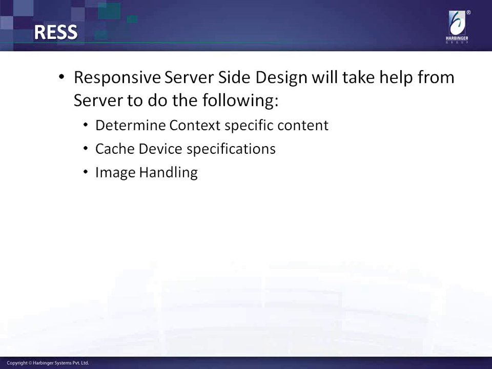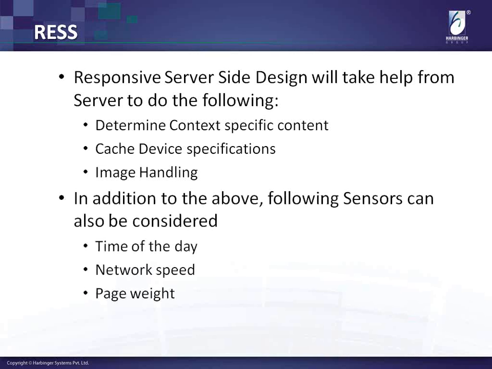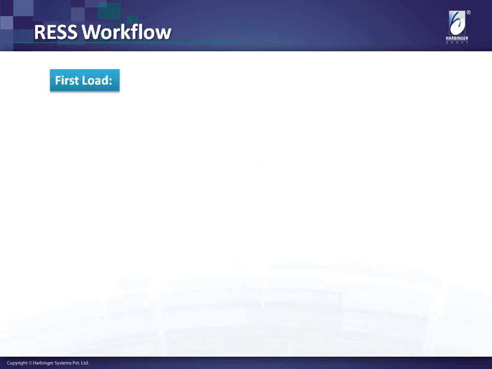We can cache this context, we can cache the device specifications. The image handling can be done by the server or by a specific image server which scales down the images and sends them back. While we are doing it, care can also be taken for the following sensors, for example, time of the day, network speed and all that. I know there are a couple of users for my application who are coming from a region where the network speed is very slow. Why not let my server handle that too? So as a part of responsive server-side design, I can do all this.